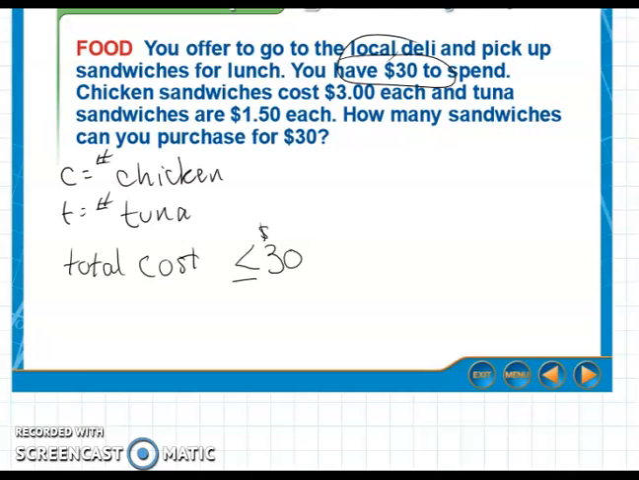Okay, so the total cost includes $3 for every chicken sandwich. So $3 times the number of chicken sandwiches bought plus $1.50 times the number of tuna sandwiches bought must be less than or equal to $30. So that would be the inequality for that one.